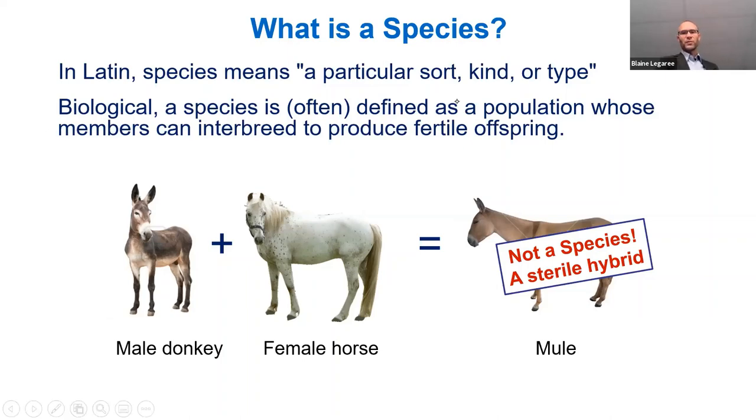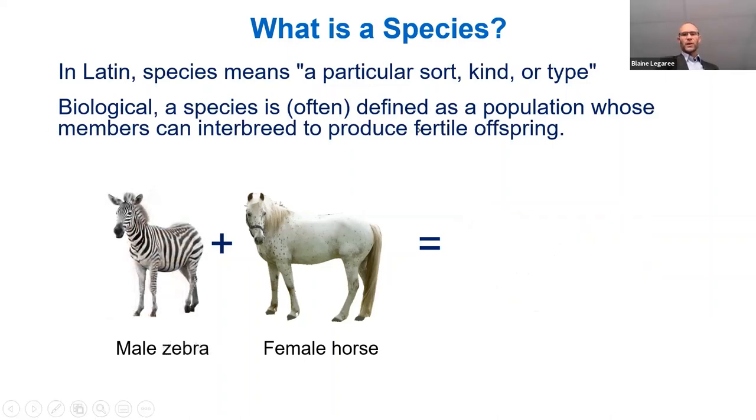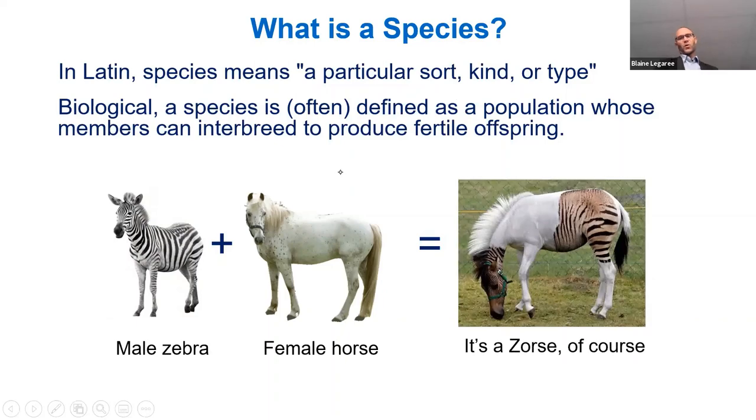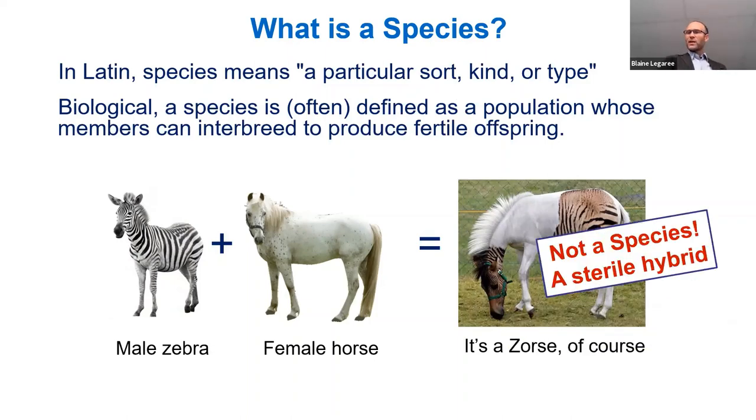I'll show you another example. Here's one here. So what do you get if you take a zebra and a horse? It's a zorse, of course. So hopefully you guys like the joke. I actually saw one of these this summer. Actually, the one I saw was a zony. It kind of looked like that. It was a lot more brown, but it was very cute. This is also, by the way, a sterile hybrid. It's not considered a species because they can't breed on their own.